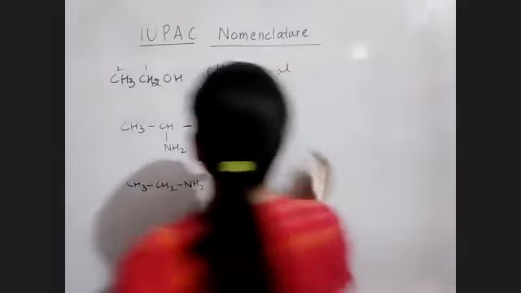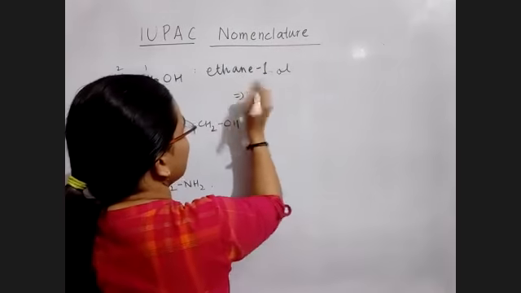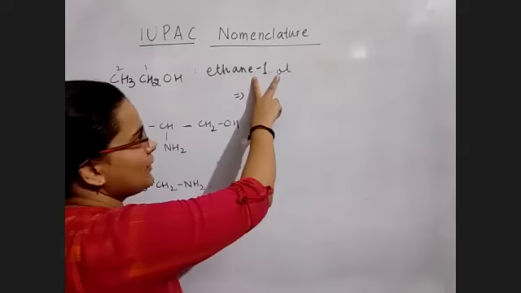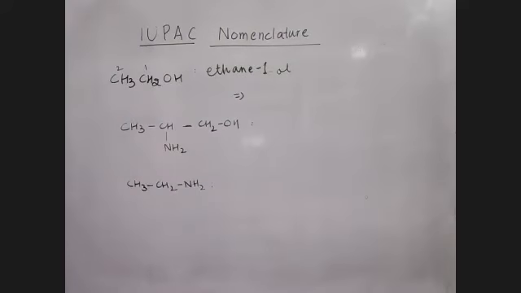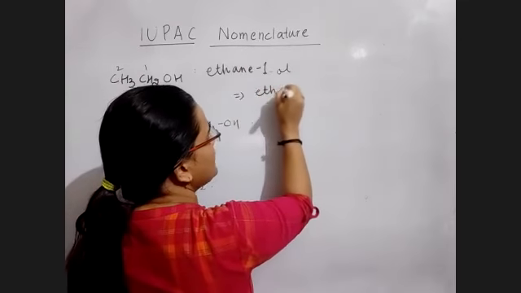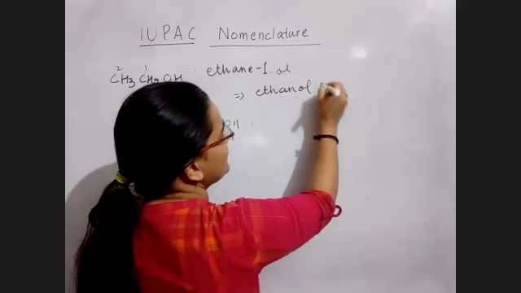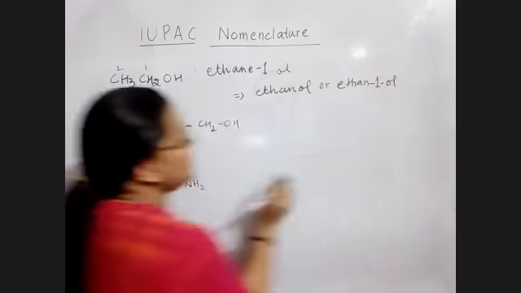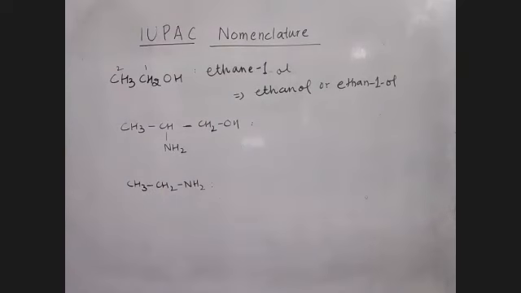Now tell me one thing. E is a vowel, O is a vowel. Can two vowels come together? A, E, I, O, U, and in chemistry, Y is also a vowel. No. So omit E. So the name will be ethanol or ethane-1-ol. Both names are correct. Generally, we don't specify the first position. But remove E.